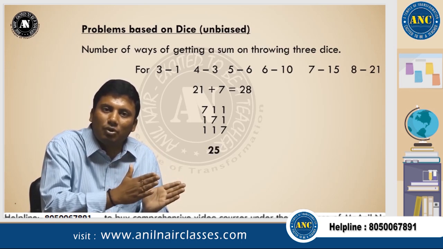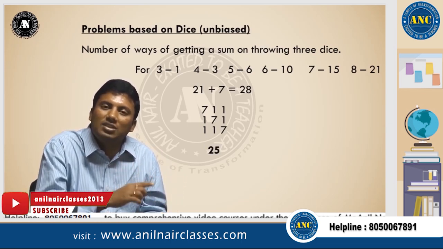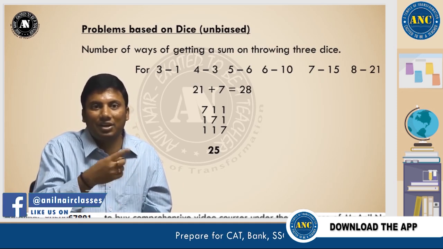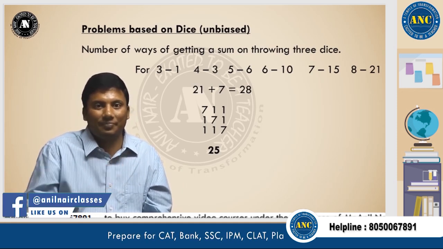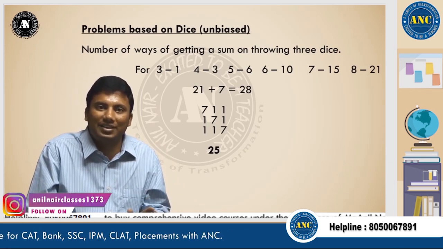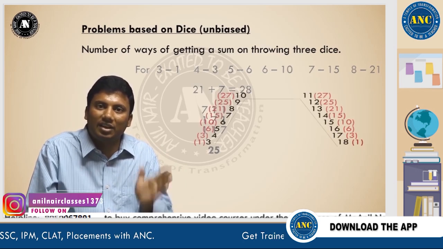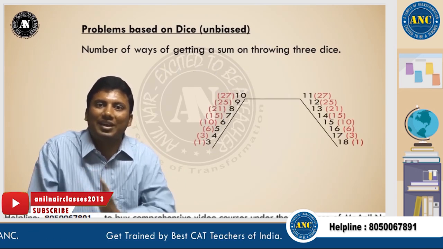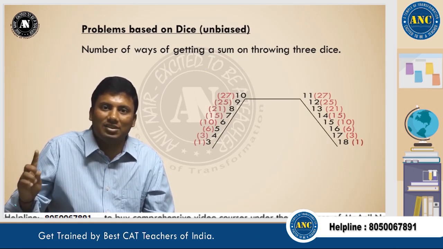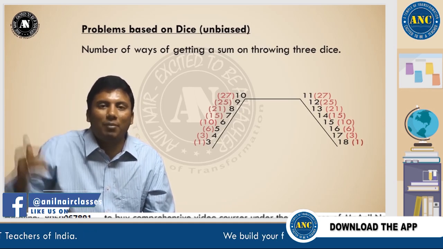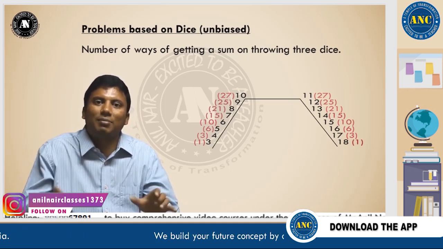No need to do all this. Write down the series up to 21. After 21, what is the perfect square? 25. After 21, what is the perfect cube? It is 27. So the number of ways on the left hand side will be like this: 1, 3, 6, 10, 15, 21, 25, 27. Same thing duplicated onto the right hand side. 11 it will be 27, 12 it will be 25, 13 it will be 21 and come down to 1. These are the number of ways.